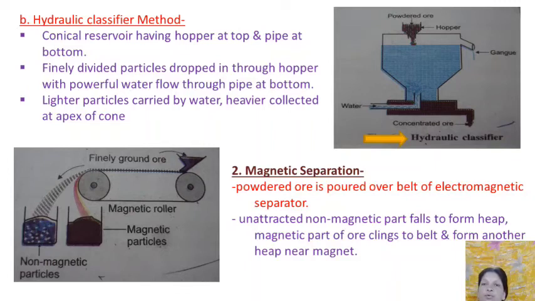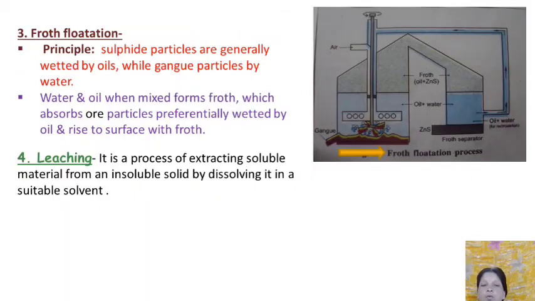This is the method which is used for the ore which has magnetic property, or gangue which has magnetic property. Either the gangue or the ore must have the magnetic property, then only we can use the magnetic separation. See the figure very carefully here. Magnetic separation. Here the powdered ore is poured over a belt of electromagnetic separator. Unattracted non-magnetic part falls to form one heap, and magnetic part clings to belt and forms another heap near the magnet.